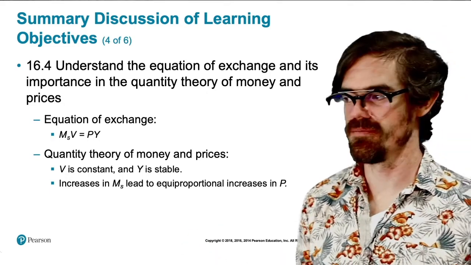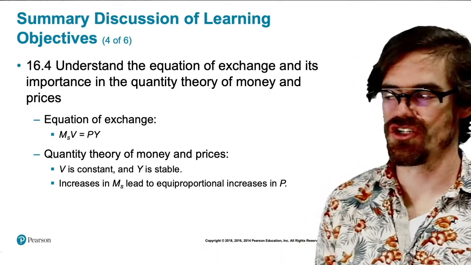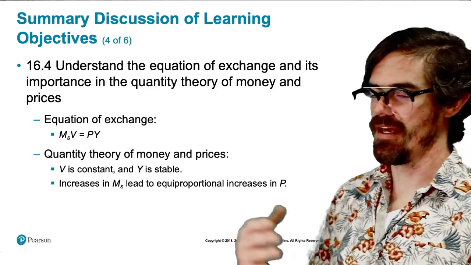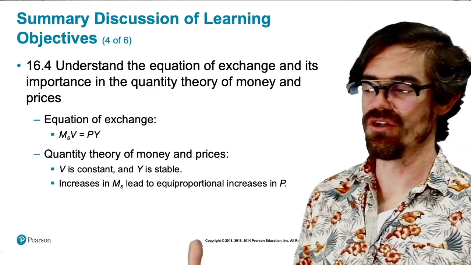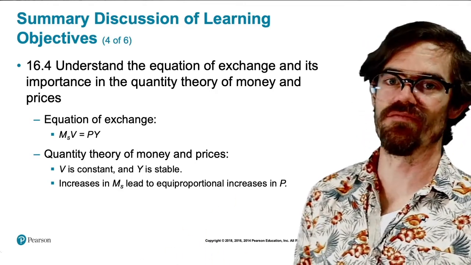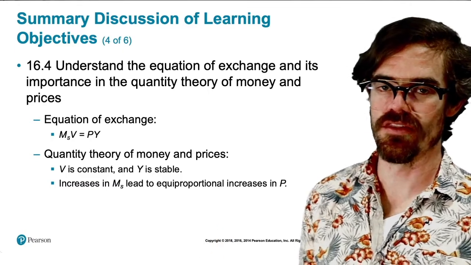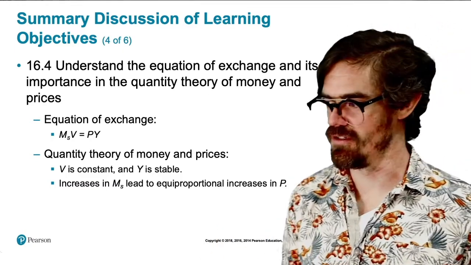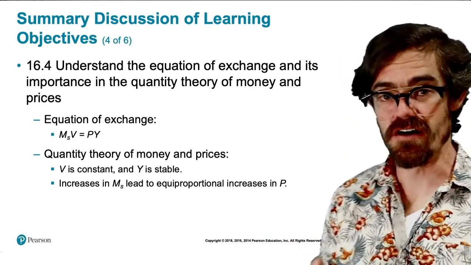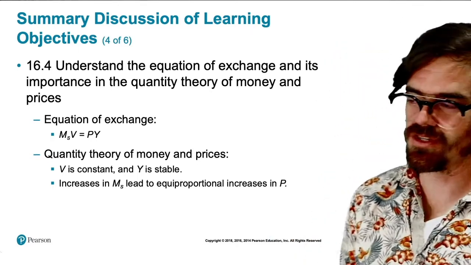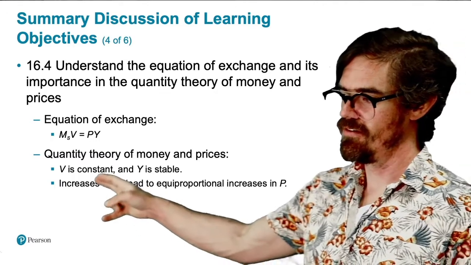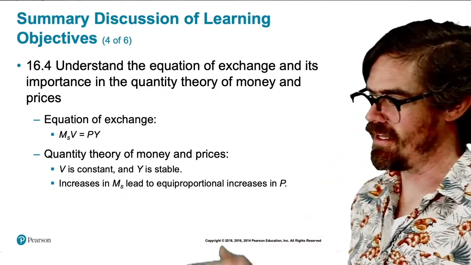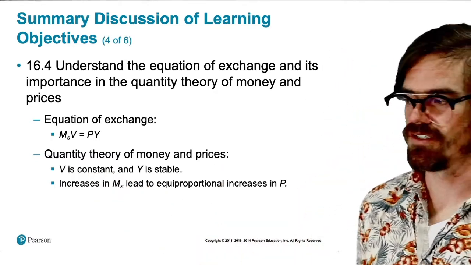Then we talked about the equation of exchange and what it means and how it shows us that the rate of growth in the supply of money is directly related to inflation, right? Now, of course, we were making an assumption there. We were assuming that velocity was constant and that real GDP was more or less constant as well.